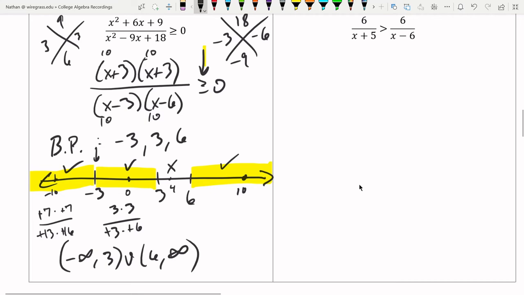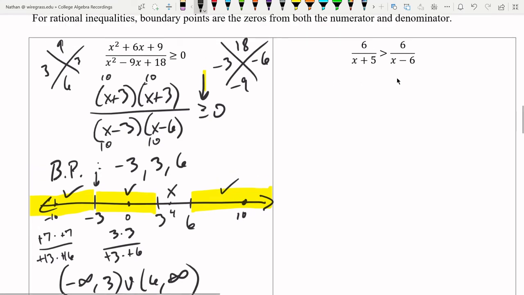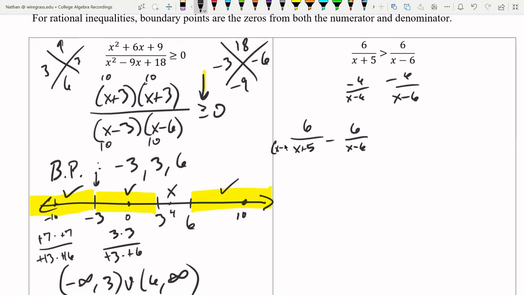All right, so for this next one, same kind of process. I'm going to subtract this so that we have 0 on one side. It's going to make things easier when checking. 6 over x plus 5 minus 6 over x minus 6. So that tells us we need to get common denominators. Just multiply by the other one.